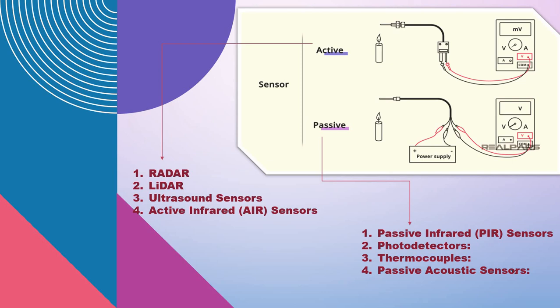And the third one is ultrasound sensors, and this will emit high frequency sound waves and measure the time it takes for the waves to return, which enables distance and object detection. And finally, the active infrared sensors, which are called IR sensors. This will emit infrared radiation and measure the reflected signals to detect motion or presence.